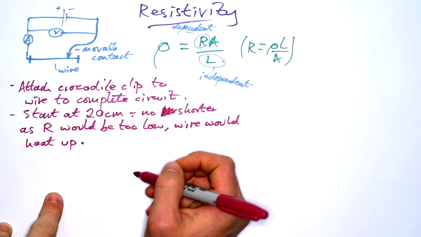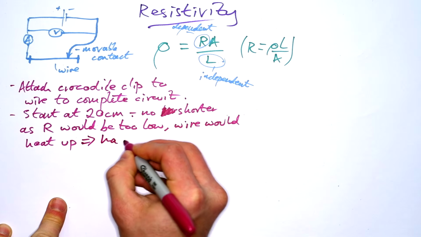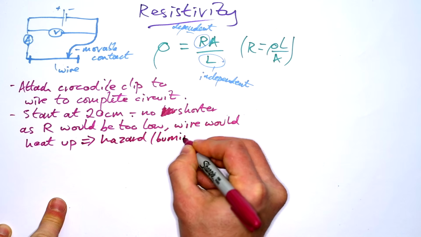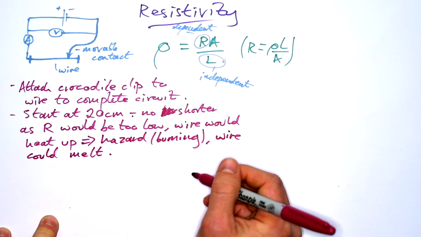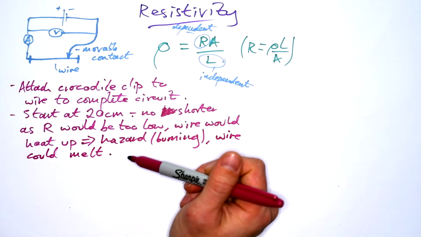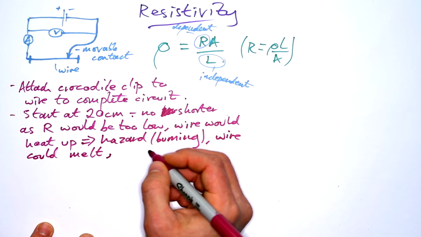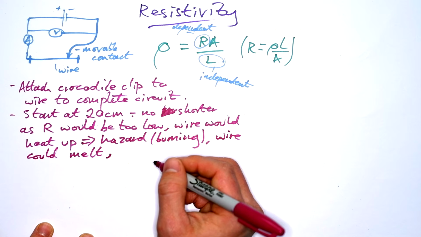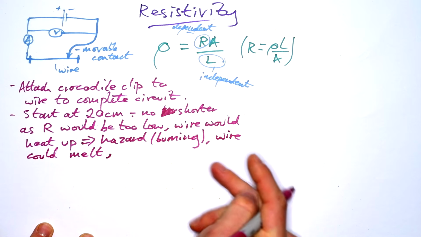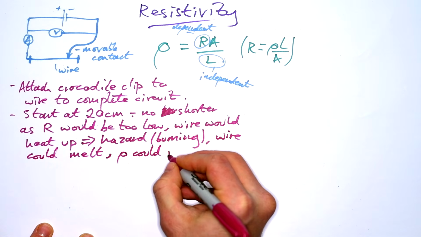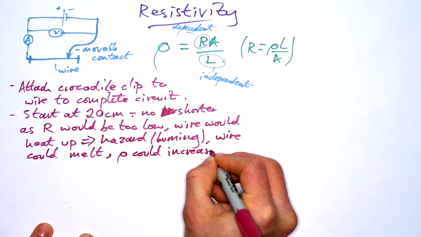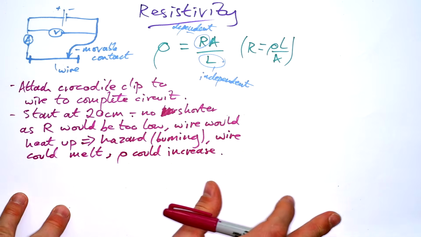Now, there's a few reasons why that's not a good thing. First of all, it can be a hazard. You could burn yourself. Wire could melt. But there's another important thing as well. Yes, the resistivity of the metal is due to what the metal actually is, but if we change the temperature, we're actually changing the resistivity as well. We're going to make it higher. We don't want that to happen. So we could say ρ could increase, resistivity could increase, and that will lead to inaccurate readings.